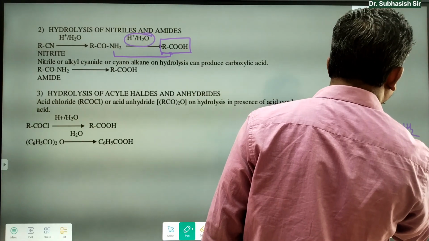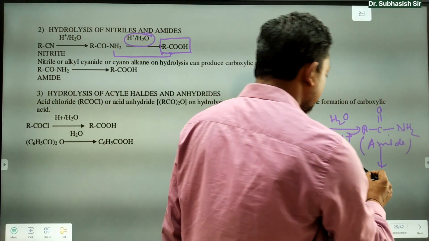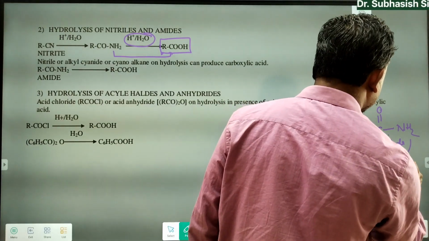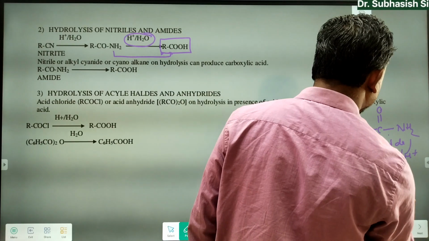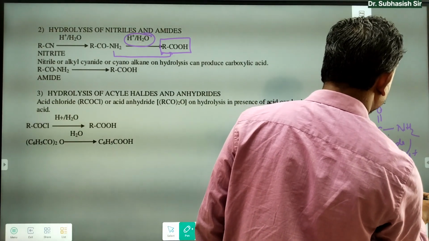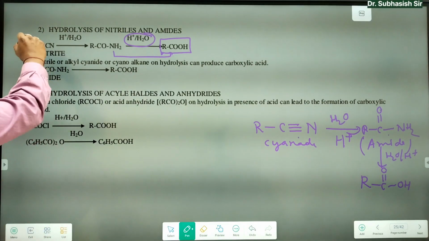It is a derivative of carboxylic acid. I discussed with you in the first lecture. So further hydrolysis, if you carry out, you will get a carboxylic acid, RCOOH. So this is one method.